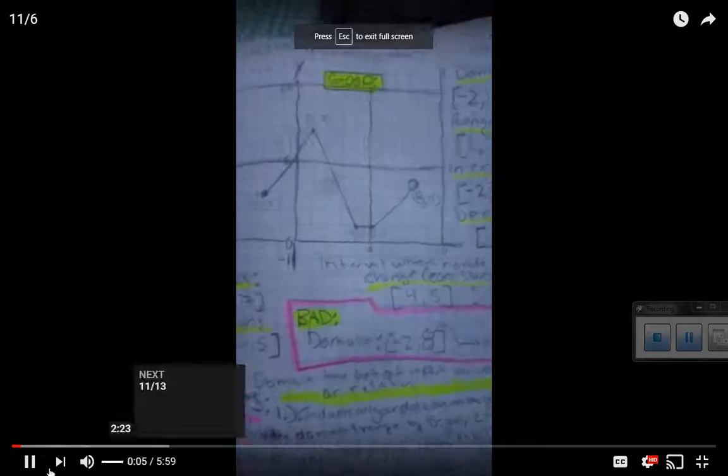Alright, this is 11.6, increasing. This is video number 2. Decreasing, max, minimum, interpolation.